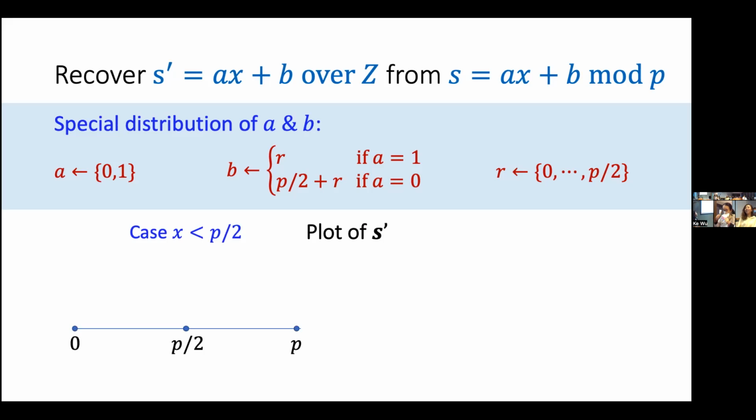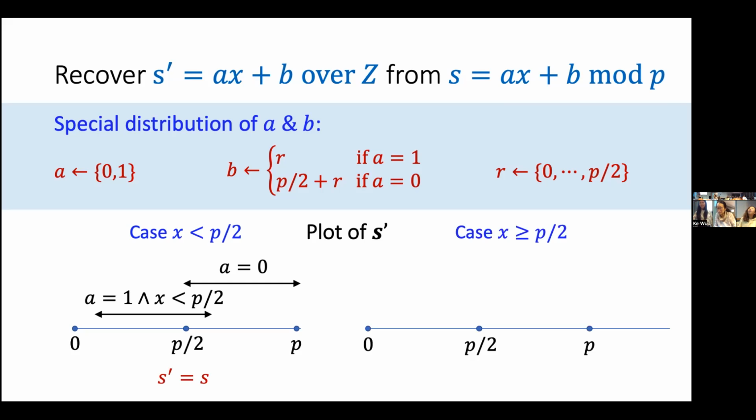Remember that I want to recover AX plus B over Z. So let's plot the value, how it looks. This is from 0 to P. Let's first look at the case where x itself is small, smaller than P over 2. Suppose A is 0, then that basically means I'm going to get B, so that's a random value between P over 2 and P. Now suppose A is 1, I get x plus r, which is a value that is here, or it could be here, because x plus r is smaller than P. In these cases there's no wraparound, right? This is always smaller than P. Then if there's no wraparound, I always know that s prime equals s. s is the mod P value.